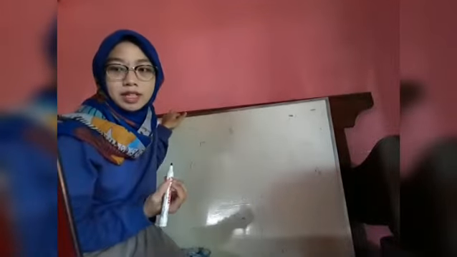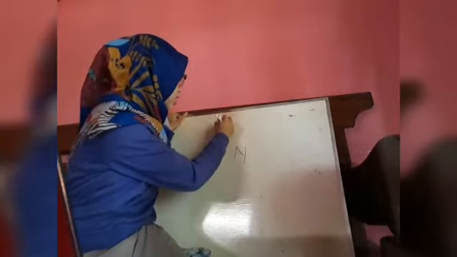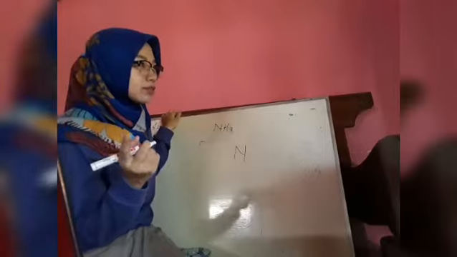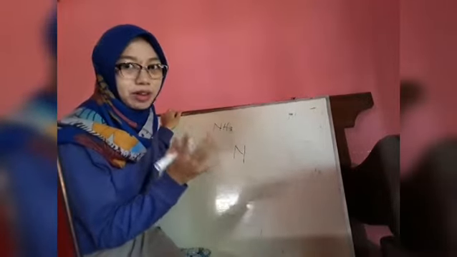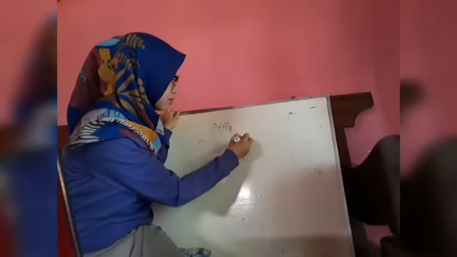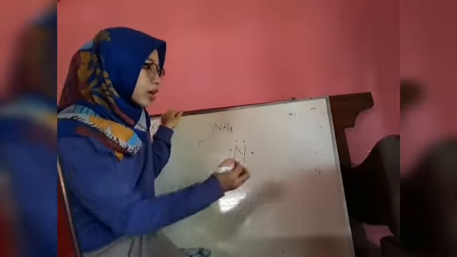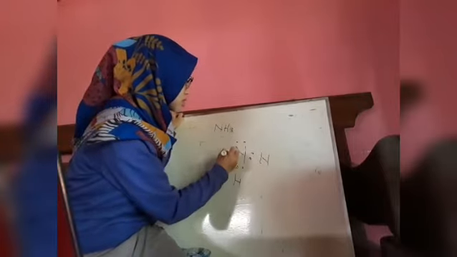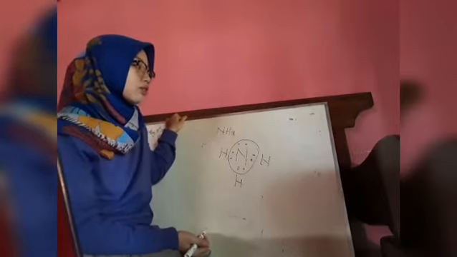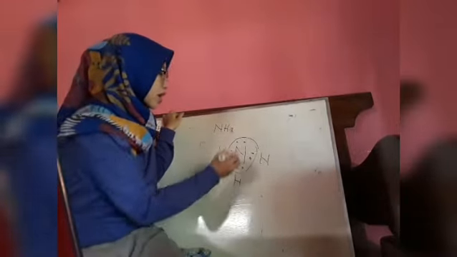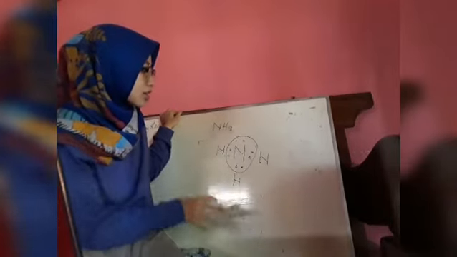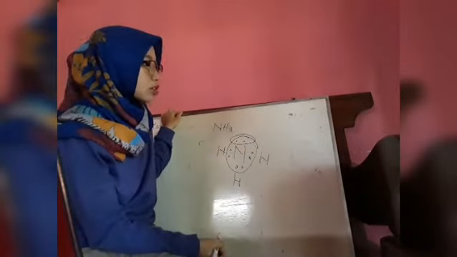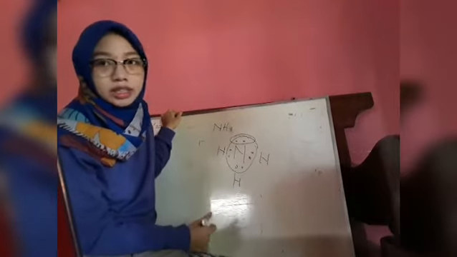Where is the structure of ammonia? Let's draw the structure. So ammonia is NH3. Nitrogen has 5 valence electrons, right? Because it's in group 5: 2, 3, 4, 5. And then it is surrounded by H. So you follow the octet rule. And if you pay attention, they have free electrons, a lone pair.